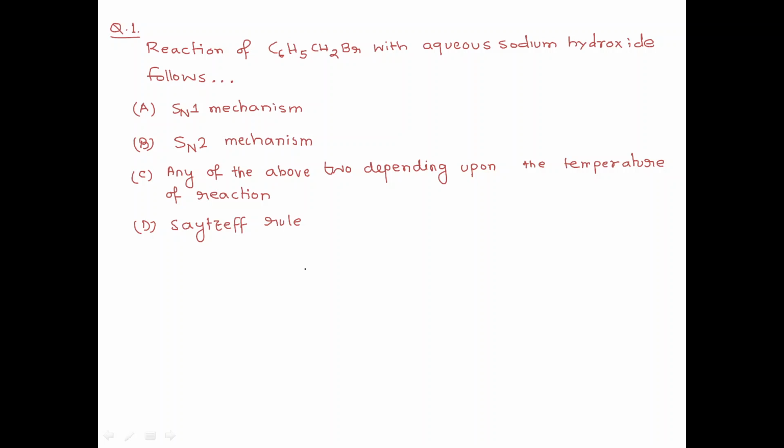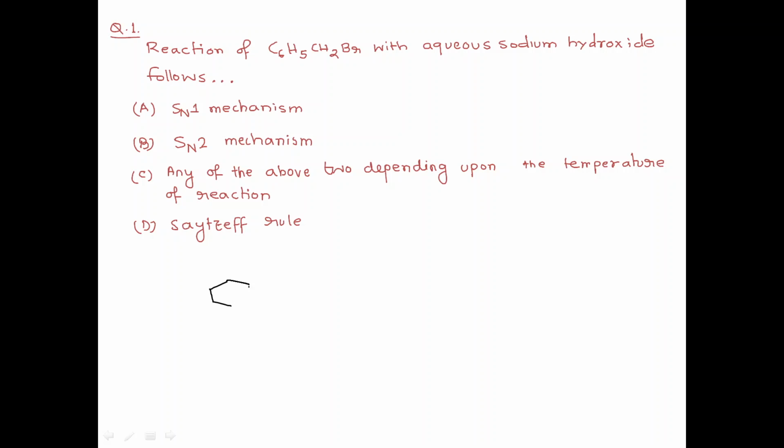So the first question says that the reaction of C6H5CH2Br with aqueous sodium hydroxide follows. The options given are SN1 mechanism, SN2 mechanism, and it depends upon temperature and Saytzeff's rules. So basically they want to know from you how one can solve this problem, not only that, how this reaction proceeds. Okay, so at first, try to draw the reactant, that is C6H5CH2Br.